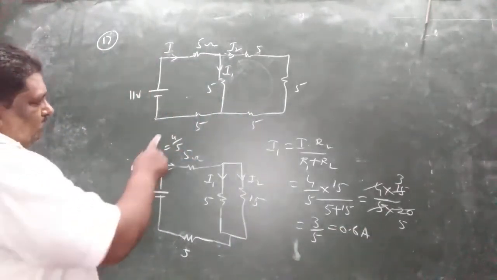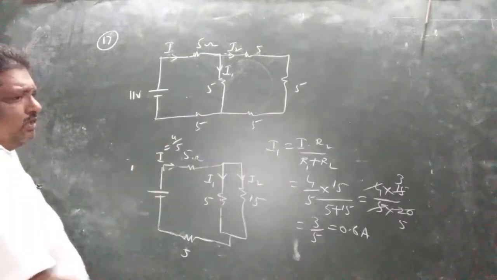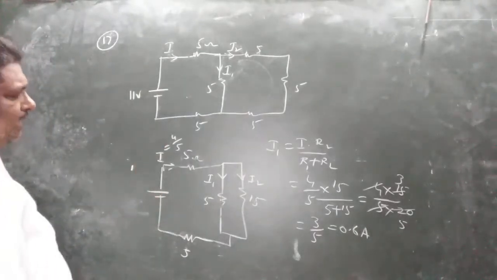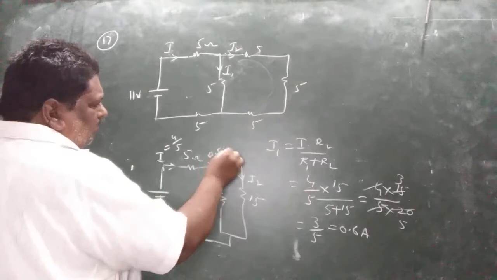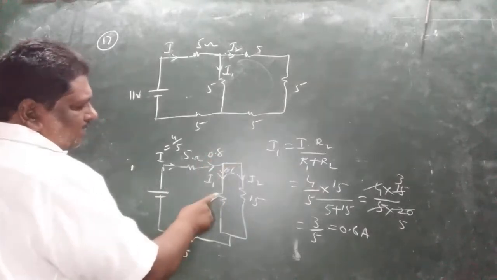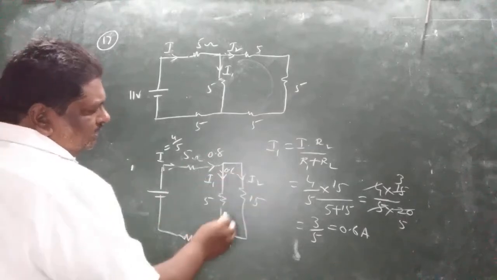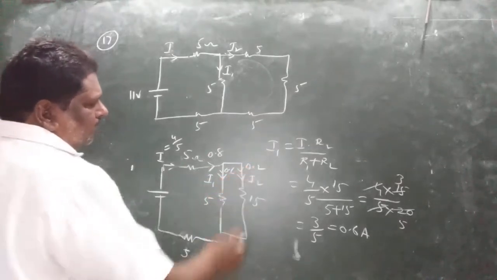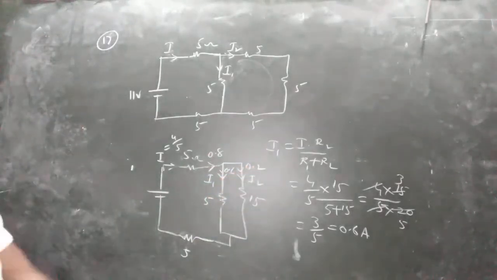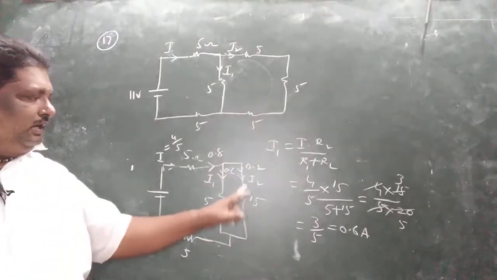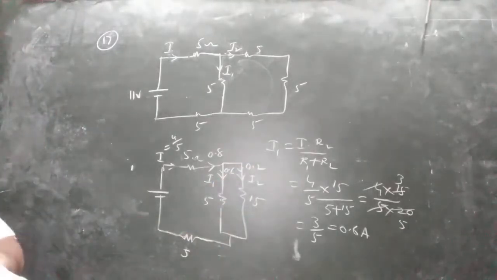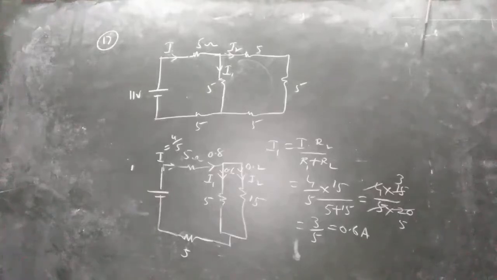Out of this, 4 by 5 means how much? 0.8. Out of 0.8 amperes, 0.6 is flowing in it. What is the remaining? 0.8 minus 0.6, or otherwise use the same formula. 0.2. So in this arm 0.6, in this arm 0.2 amperes of current is flowing. See, the first option matches. Next.